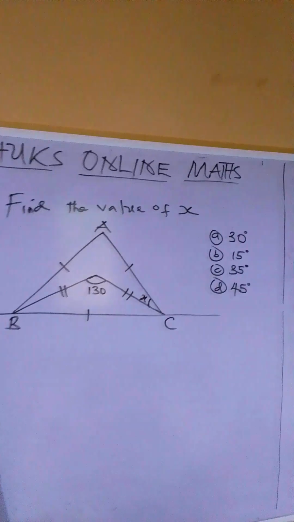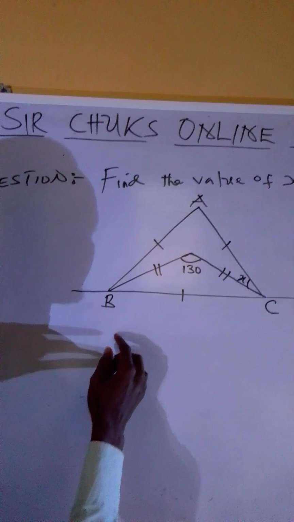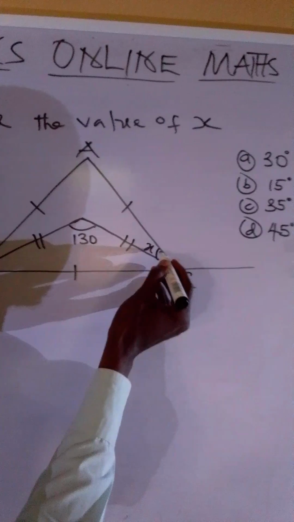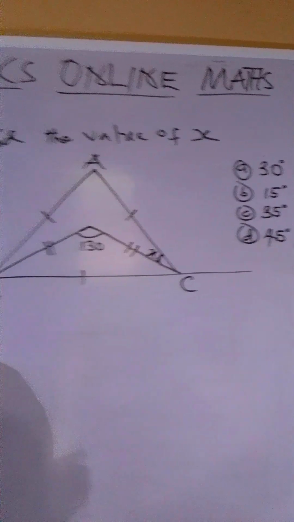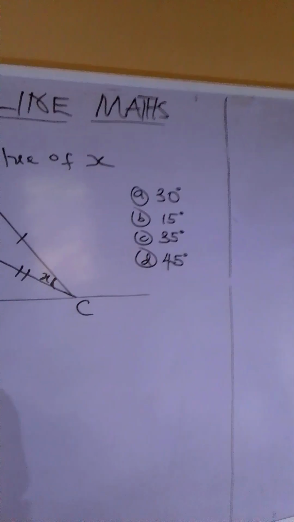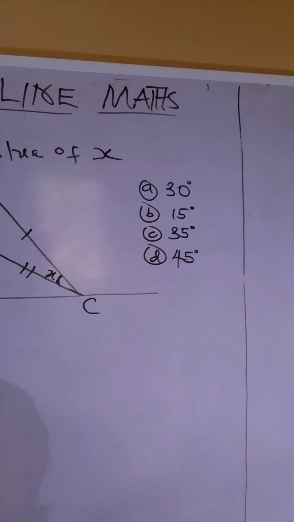Alright, so we have a question here. It says find the value of x. If you look at the diagram, look at where the x is situated in the diagram. We have to find this angle, this very angle we have here. We have options here. Option A is 30 degree, option B 15 degree, option C 35 degree, and option D 45 degree.